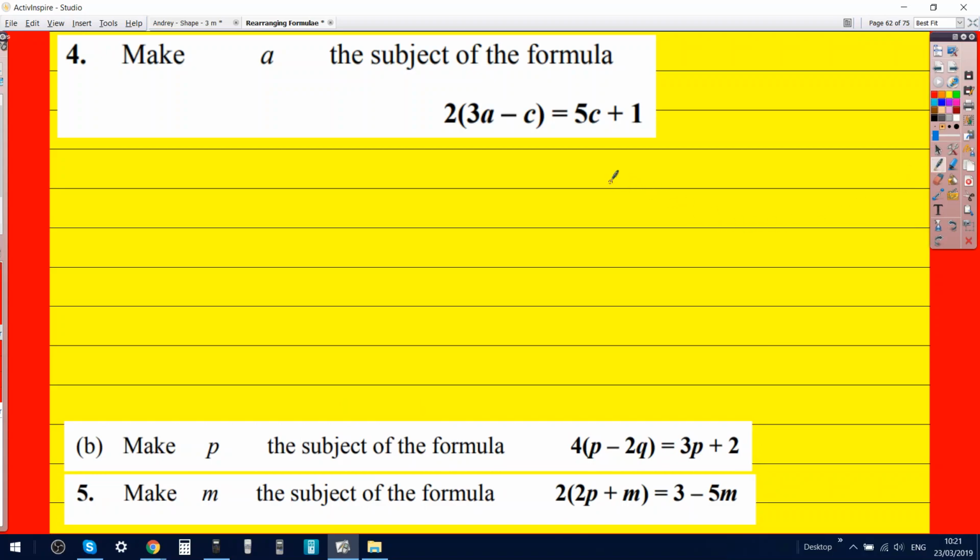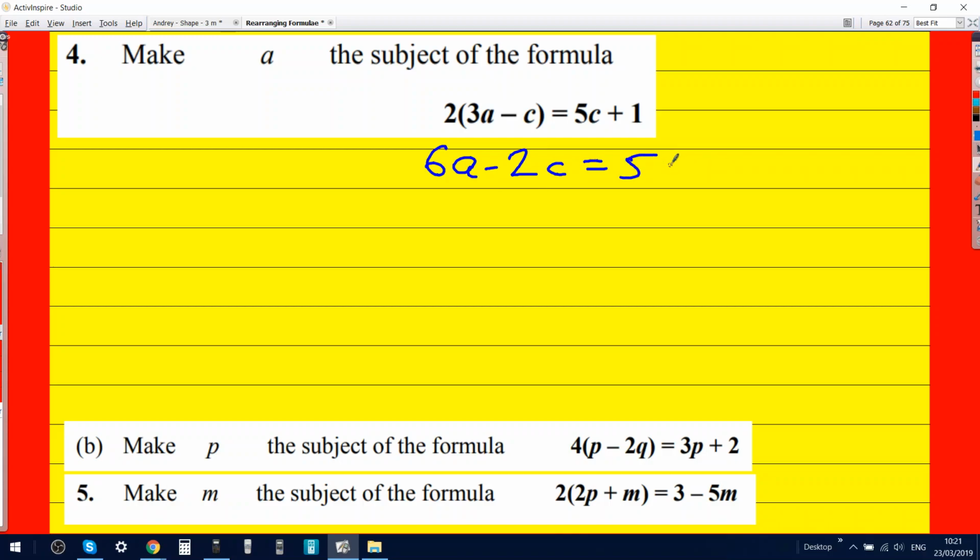So we need to expand the bracket, so it'd be 6a minus 2c equals 5c plus 1. So would you have to take the 2c's away to make it easier? How do you solve equations when there's an unknown on both sides? You would take the 2 that are the same away, so it'd be minus 2c, take away 5c minus 2c.